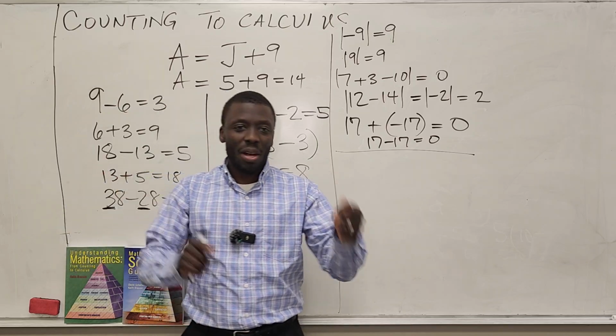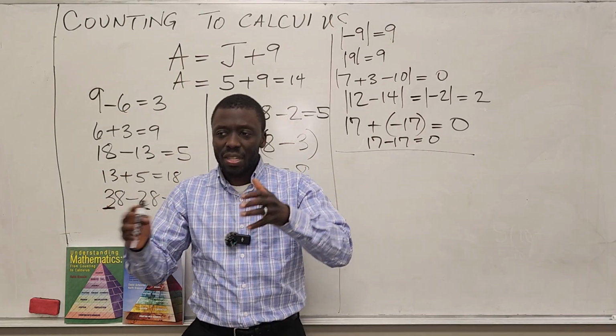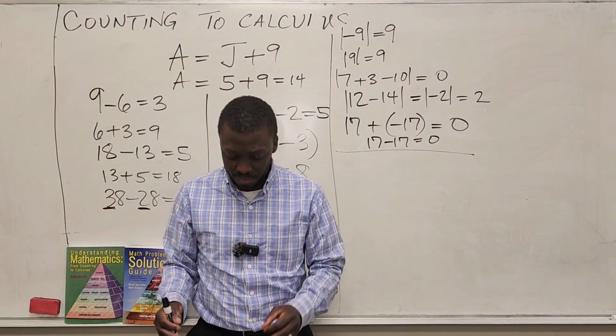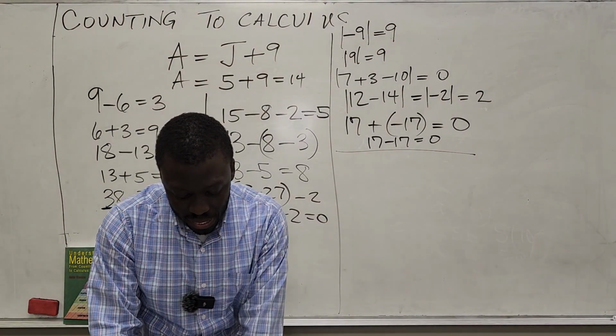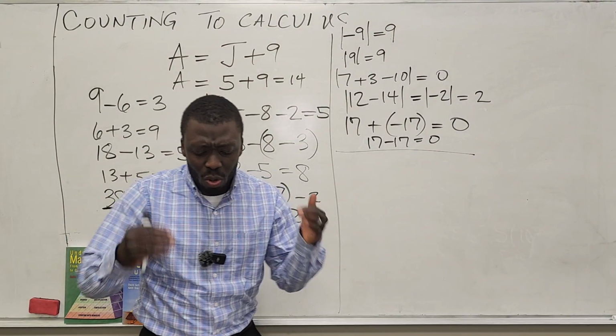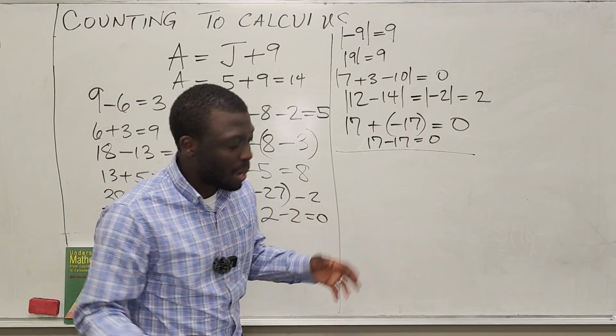A positive times a negative is a negative. A positive times a positive is a positive. A negative times a negative is a positive. Very good. So that's a little bit of addition and subtraction. Let's now work through a few addition problems, but let's look at bigger numbers.